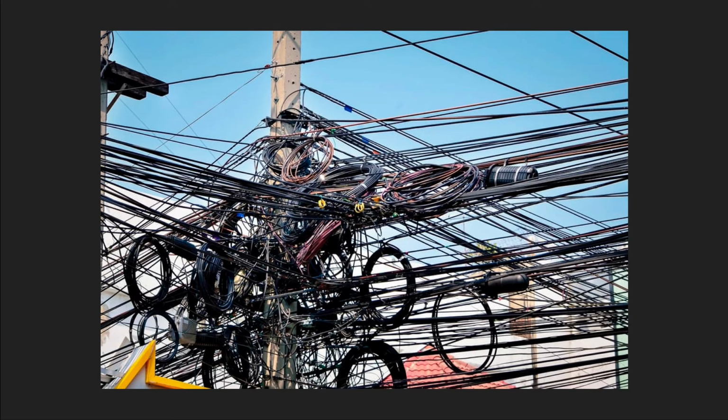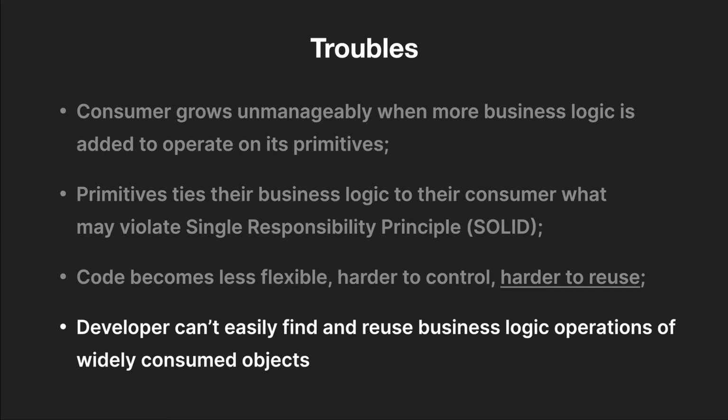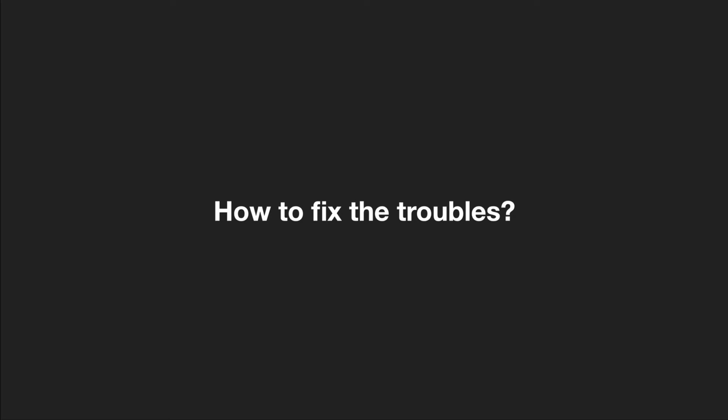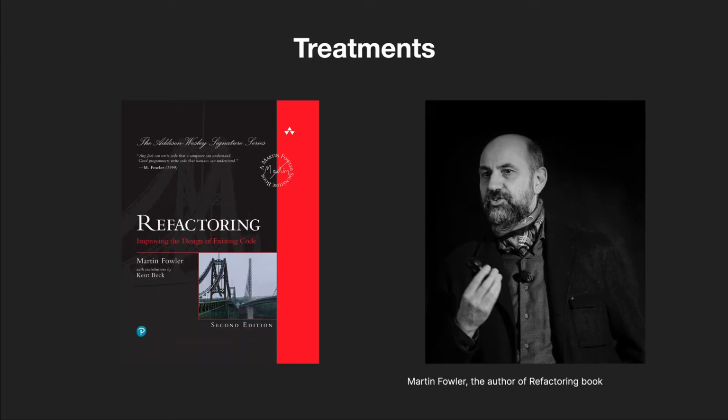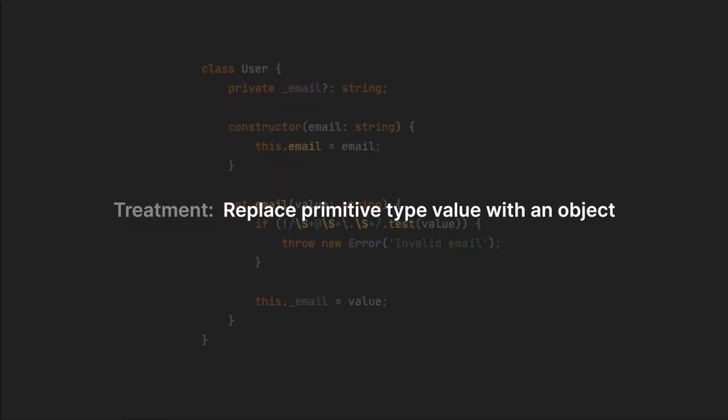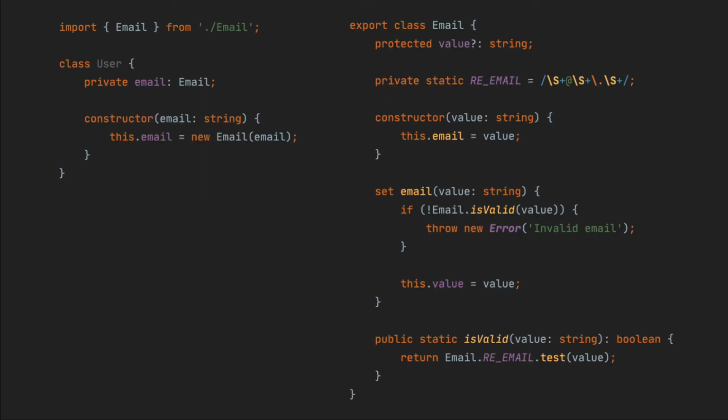And it will look like this maybe. Regarding the last trouble, it's kind of important, it's a mess, it's hard. And now how about fixing the troubles? Martin Fowler in his book lists all the treatments to avoid troubles with primitive obsession. The one that I want to look at together is replace primitive type with object.